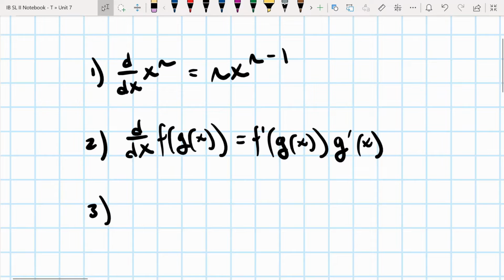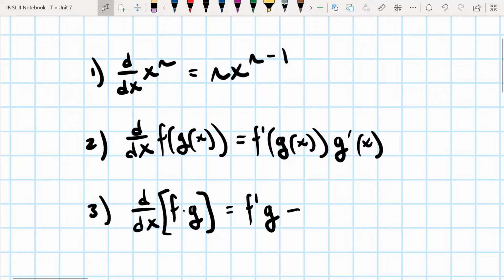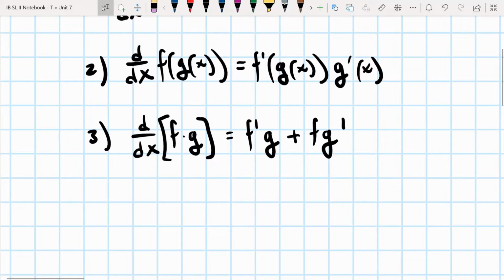Number 3, I'm going to write this a little bit differently, just because I think it might be easier to write it in this notation, without the x's. If I take the derivative of the product of two functions, this is equal to f prime g plus f g prime. These are both functions of x, so I could write f of x and g of x, but just to keep it simple, I'm going to just write f and g.